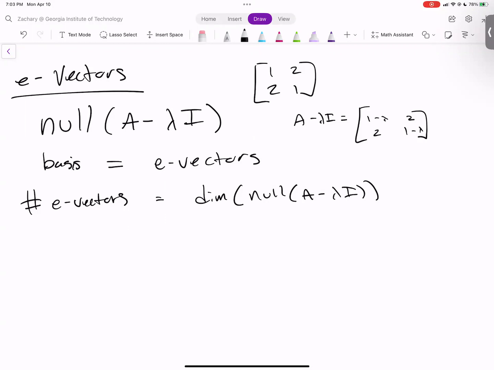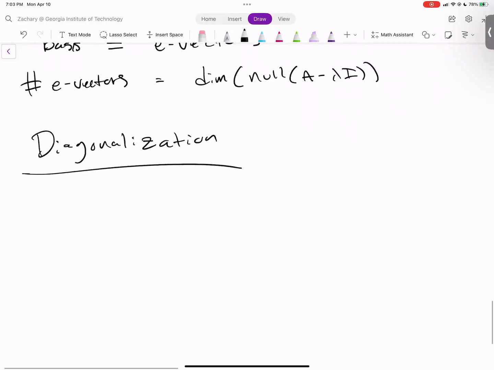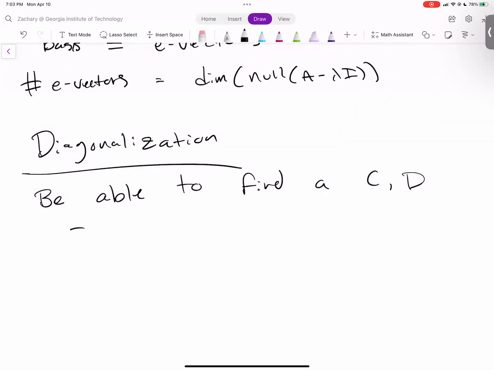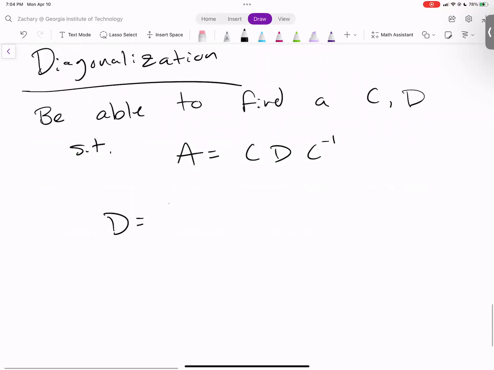So what we do for diagonalization, for this to be true, is you must always be able to find a C and a D such that A equals C D C inverse, right? What that means is we define D as a diagonal matrix with lambdas on the diagonal.